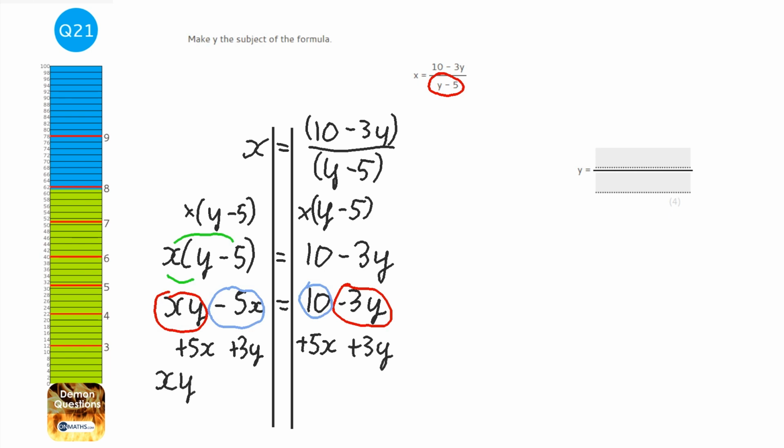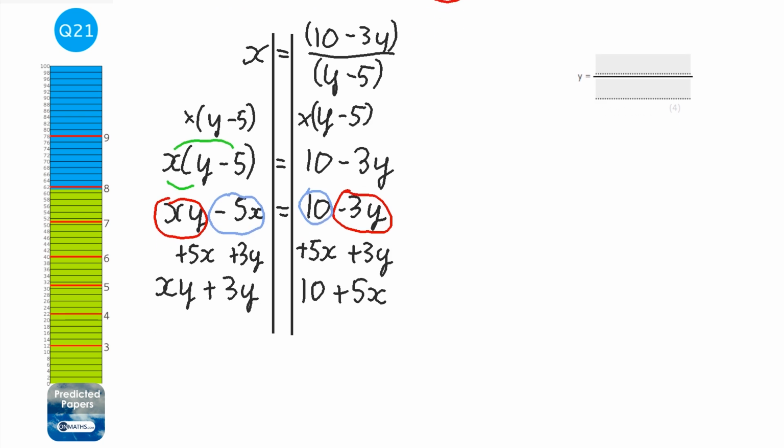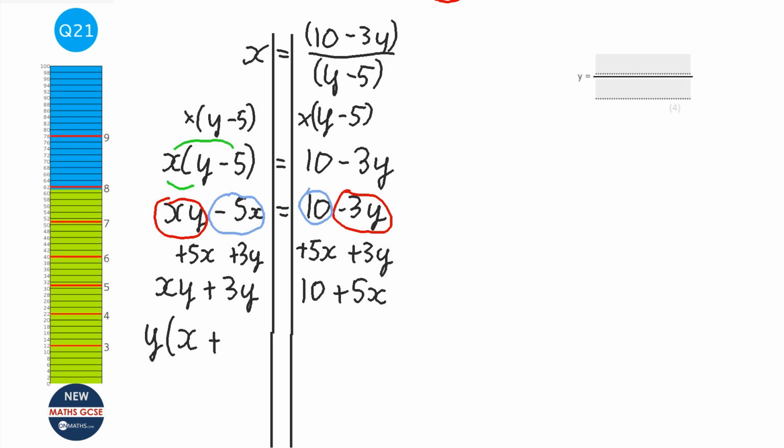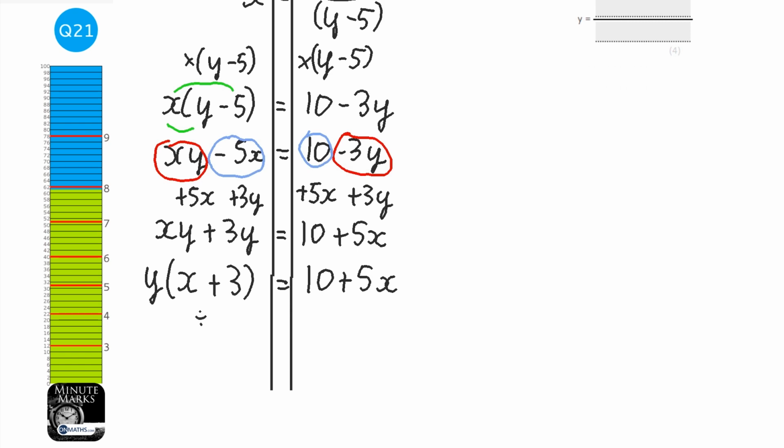So it's xy plus 3y. And on the right hand side we've got that 10 that hasn't moved plus 5x. Okay, when we have this situation where the brackets have gone away and all the y's are on the left hand side, and y is what we're looking to do it in terms of, what we want to do is factorize it, so we've just got a single y. So y on the outside, x plus 3. Now I know I said I wanted to get rid of the brackets, but we need the brackets here to be able to get y on its own. And the last step here is we just divide both sides by the x plus 3. So we get y on its own.